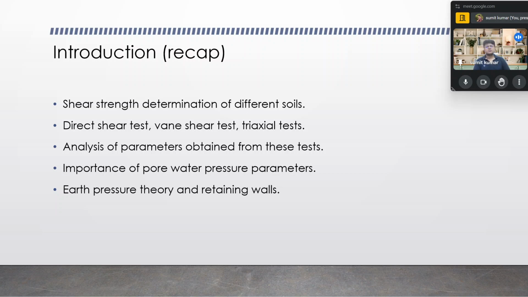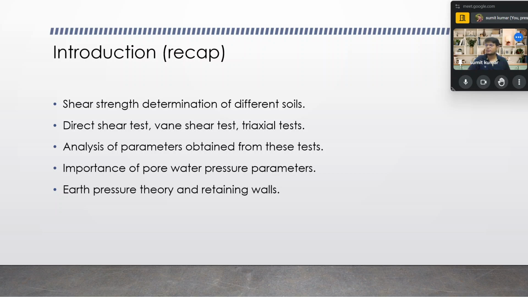So those advancements are there. Apart from that, we have understood the importance of water. As I have said earlier, and I have said again and again from the first class, water is the biggest enemy of the soil. If the water table is not there, 90% of the problems associated with soil could be eliminated. So we have understood the importance of the pore water pressure parameter.